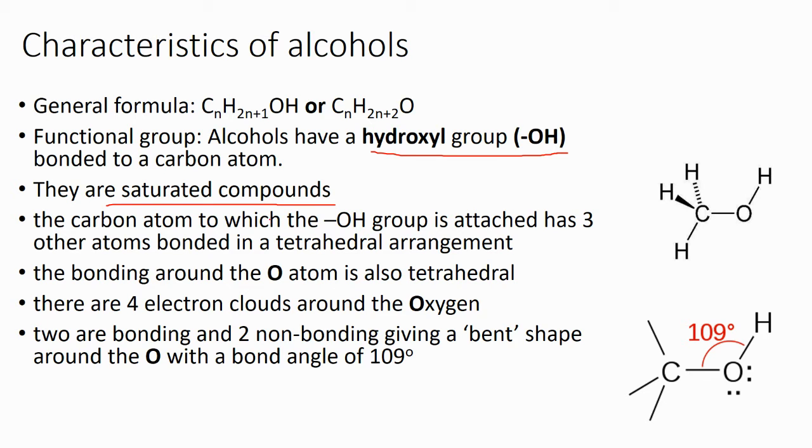The carbon atom to which the hydroxyl group is attached has 3 other atoms bonded in a tetrahedral arrangement, and you can show that with this notation here. The bonding around the oxygen atom is also tetrahedral. There are 4 electron clouds around the oxygen. 2 are bonding and 2 are non-bonding, giving a bent shape around the oxygen atom with a bond angle of 109 degrees.